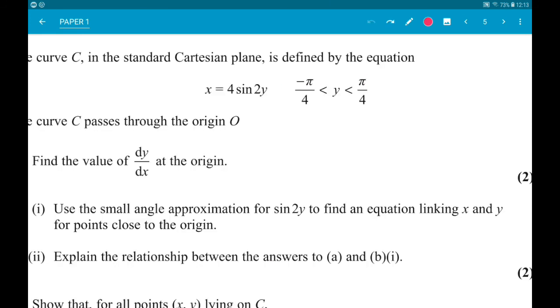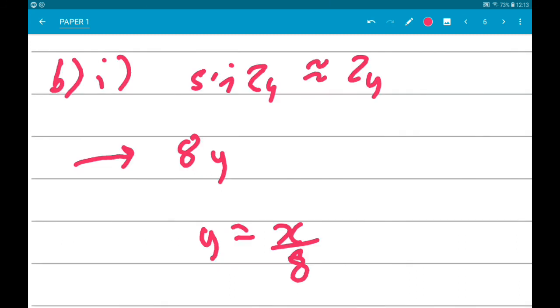Part 2: explain the relationship between the values found in Part A and B Part 1. So all that I want us to say here is that the gradient of the line we just found is 1/8, which is the same as the gradient of the curve at the origin, which was also 1/8.